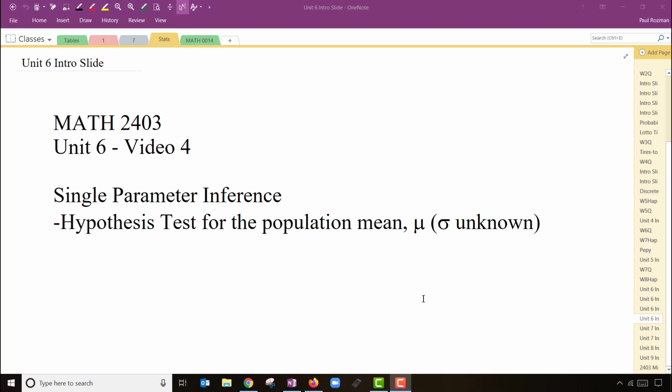Today's topic is hypothesis test for the mean mu. We'll only discuss the case where sigma is unknown, the more practical case. So we'll be relying on the t-distribution. This should seem pretty familiar. We'll be using the same 8 steps that we used for other hypothesis tests, like when we were doing a hypothesis test for the population proportion earlier. Let's get right to it.